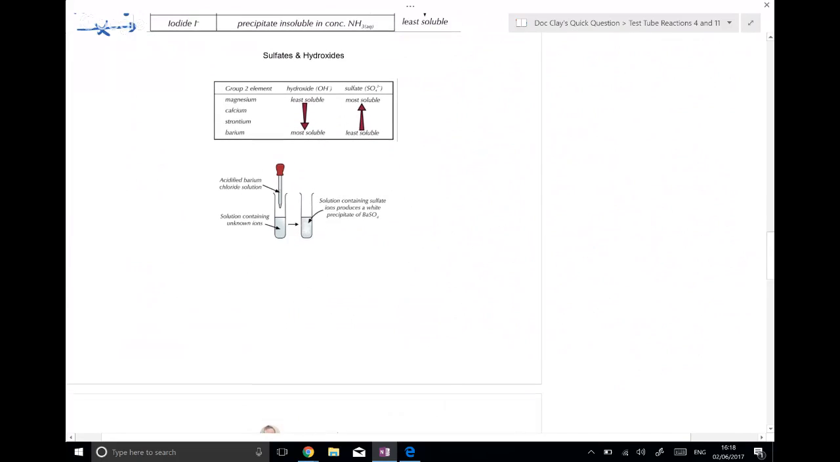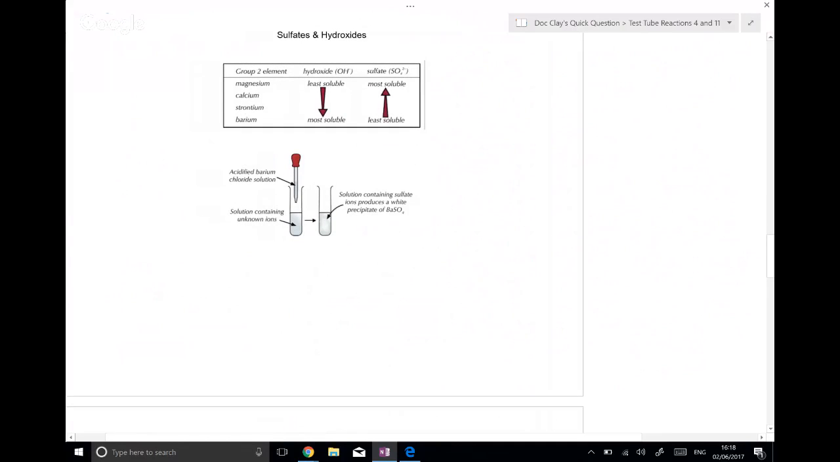In fact, we've already looked at this argument. So here's our table from before, the group 2 elements with the hydroxides. We need to know that the sulfates get more soluble as we go down the group. And that's because magnesium and hydroxide ions are of a similar size, and therefore there's a stronger ionic lattice, and therefore less likely to be broken down by water. The hydroxides get more soluble as we go down the group. The inverse is seen for the sulfates. Again, barium is quite a large ion. Sulfate is certainly a very large anion.